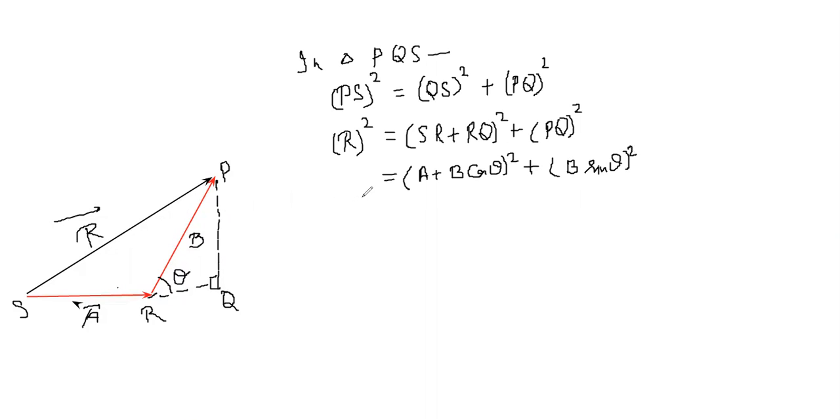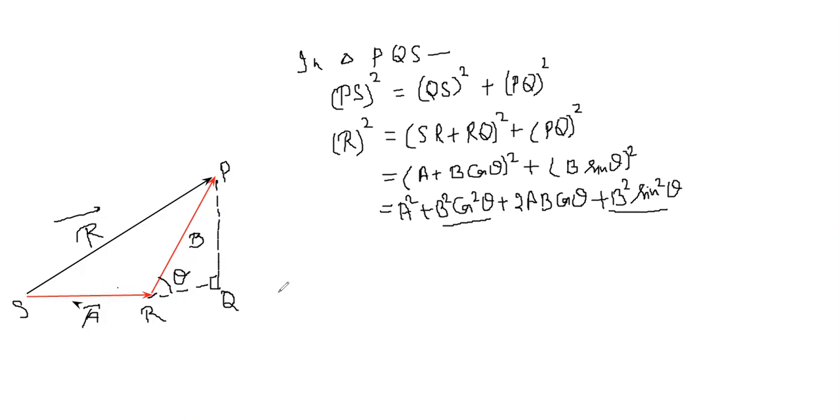whole square. So if we calculate, this is (A plus B cos theta) whole square, or we can say (X plus Y) whole square. So what we get is A square plus B square cos square theta plus 2AB cos theta. And in the second bracket we get B square sin square theta. So this is B square cos square theta and this is B square sin square theta.